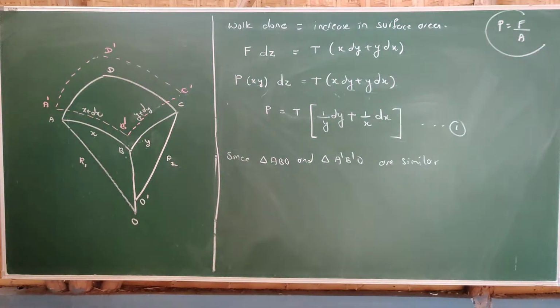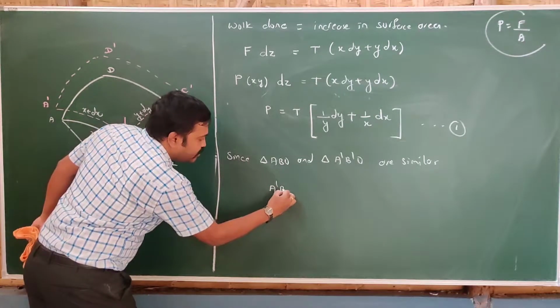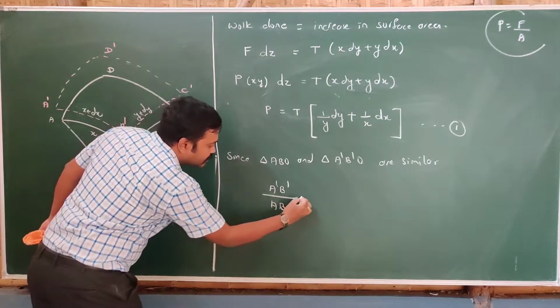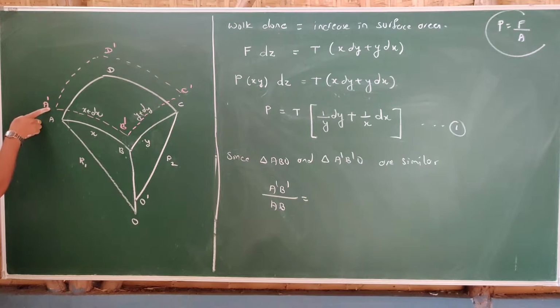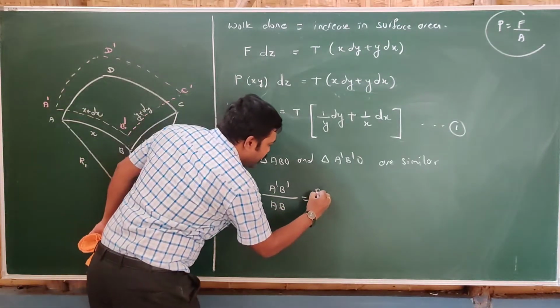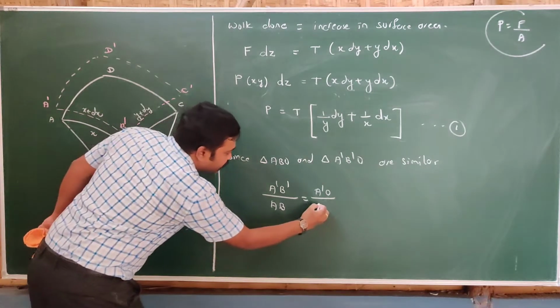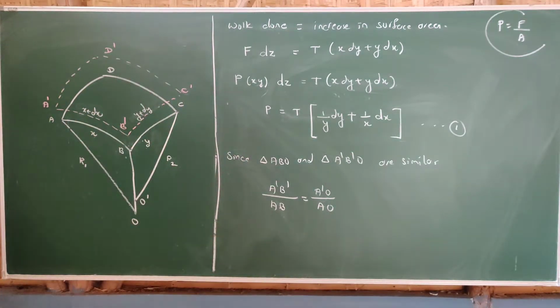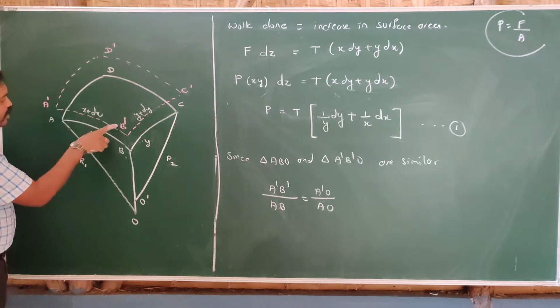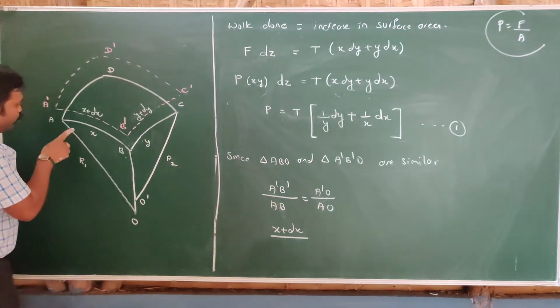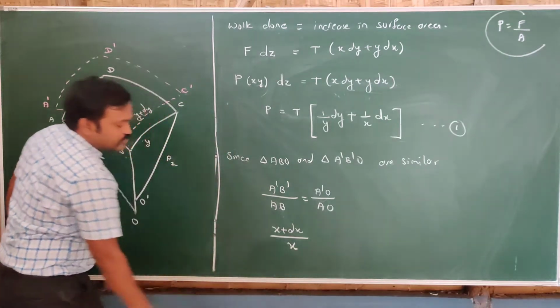Let me take the ratio of corresponding sides. First of all, let me take A dash B dash. What is the corresponding side of A dash B dash? The corresponding side is AB. That is equal to, what is the corresponding side of A dash O? The corresponding side of A dash O is AO. So A dash O divided by AO. A dash B dash is x plus dx, divided by AB, and AB is x. We know this.